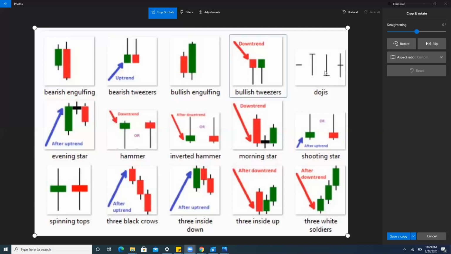This one was the opposite. It opened here, it tried to go up, and the buy momentum was rejected and went right back to where it started.